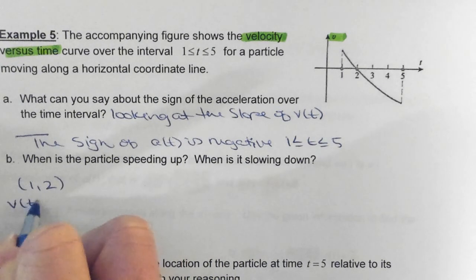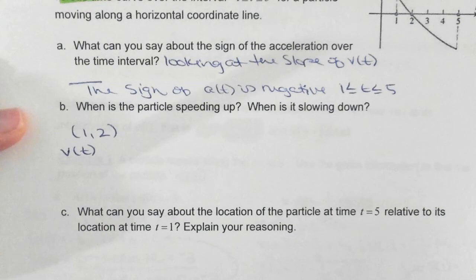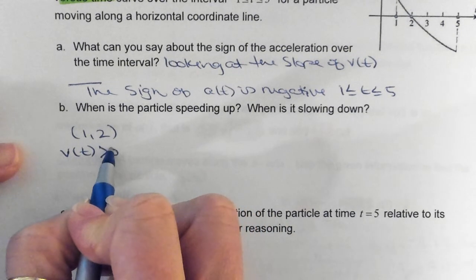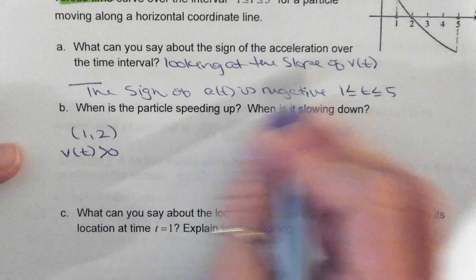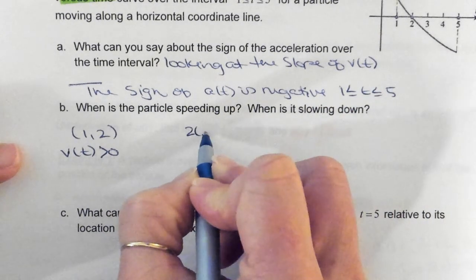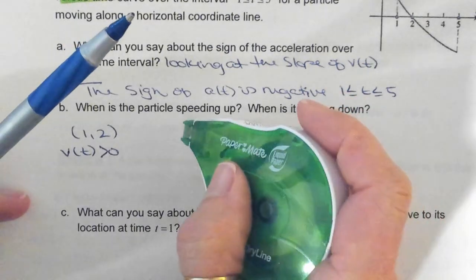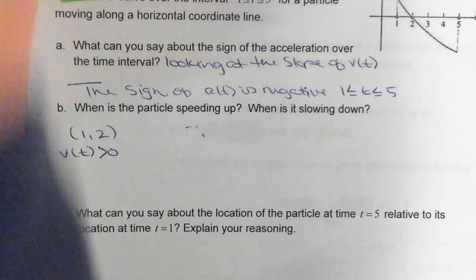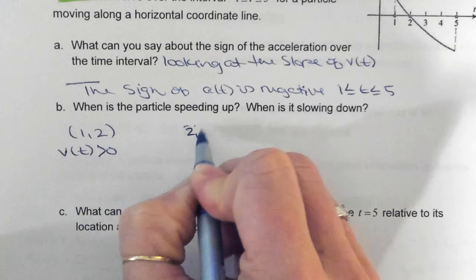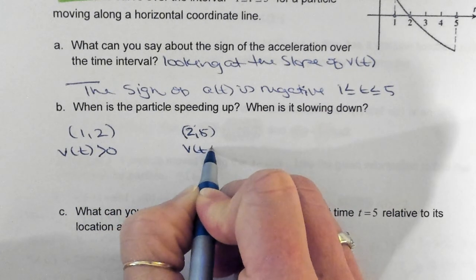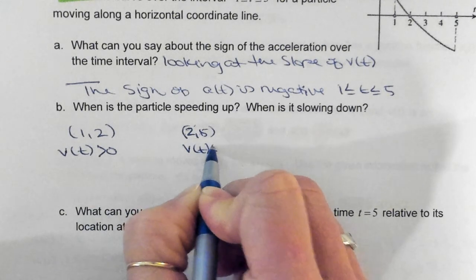So my time interval first here is from 1 to 2. Tell me about the sign of velocity. Is it positive or negative? Yeah, positive, greater than 0. Okay. And then my next time interval is from 2 to 5. So from 2 to 5, velocity is negative, less than 0.